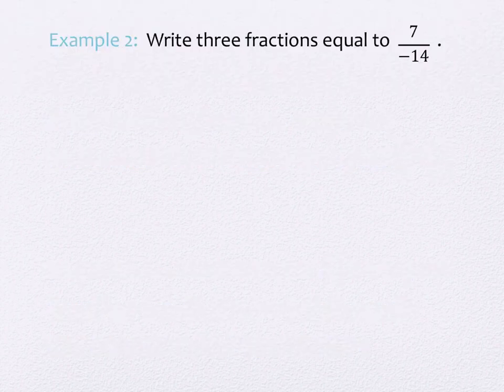So we're going to write 3 fractions that are equal to 7 over negative 14. So take a minute, write 3 fractions, any 3 fractions you'd like to write. Once you have your 3 fractions, find somebody nearby and just see what they wrote. Agree with them, disagree with them, that's fine. Look at the differences in the things that you have created. So you're going to find different fractions that are equal to this one.